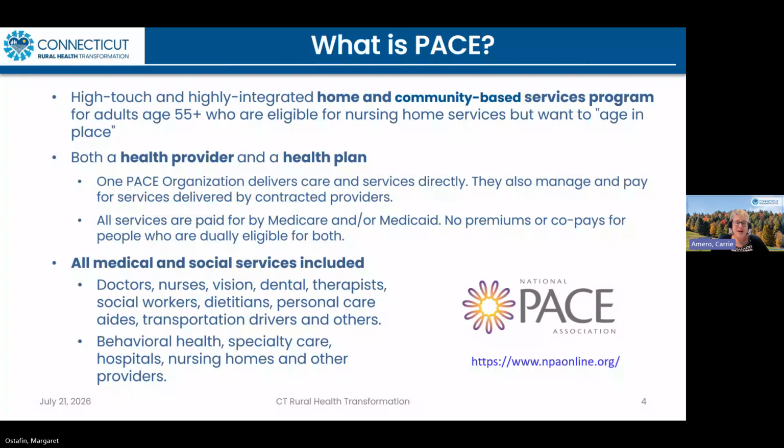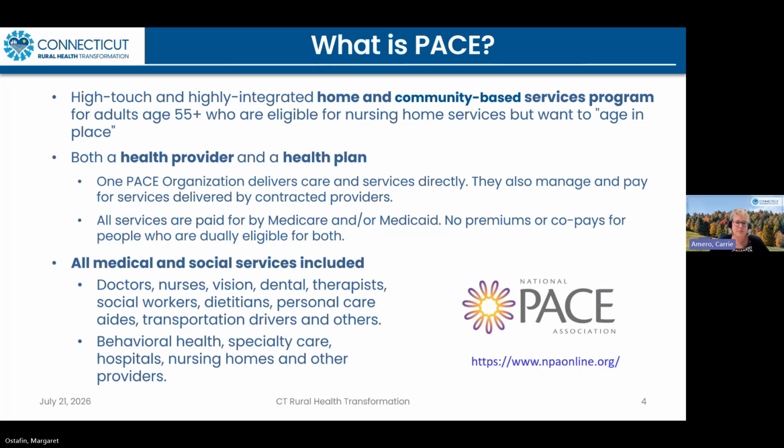So just to level set, I wanted to explain a little bit about what the PACE model is for anyone who might not be familiar. It's a home and community-based services program for people who need long-term services and supports, who are age 55 and older, and who are eligible for nursing home services, meaning they have a significant level of need for personal care and health care, but they want to stay at home, so they want to age in place.